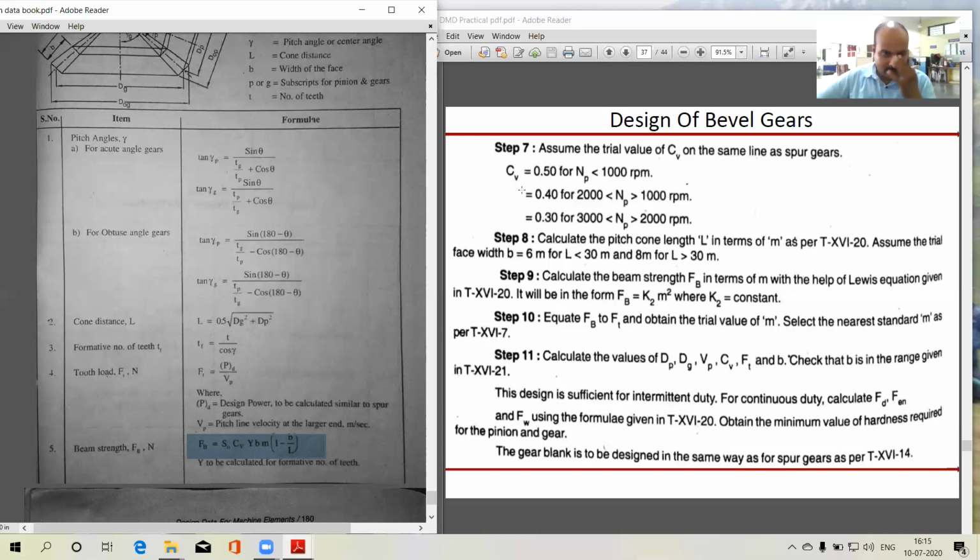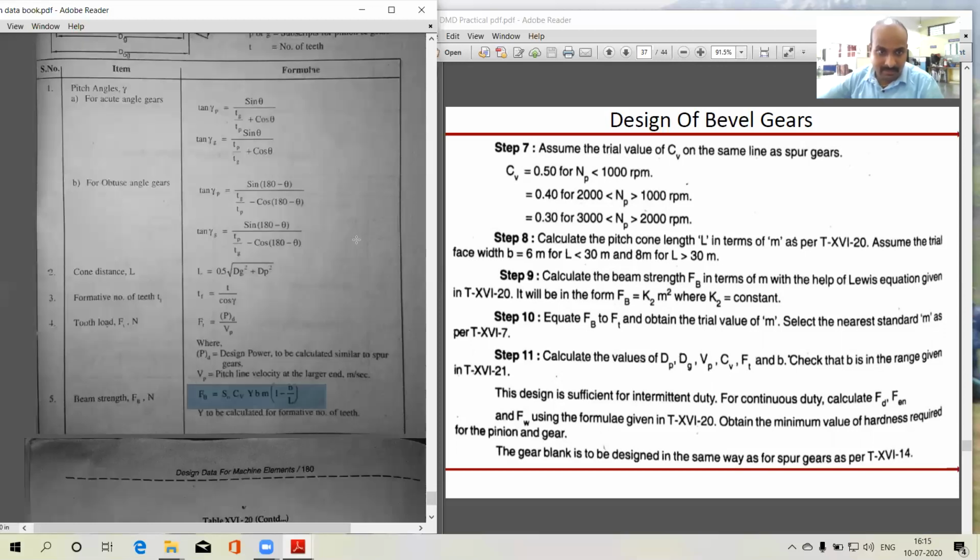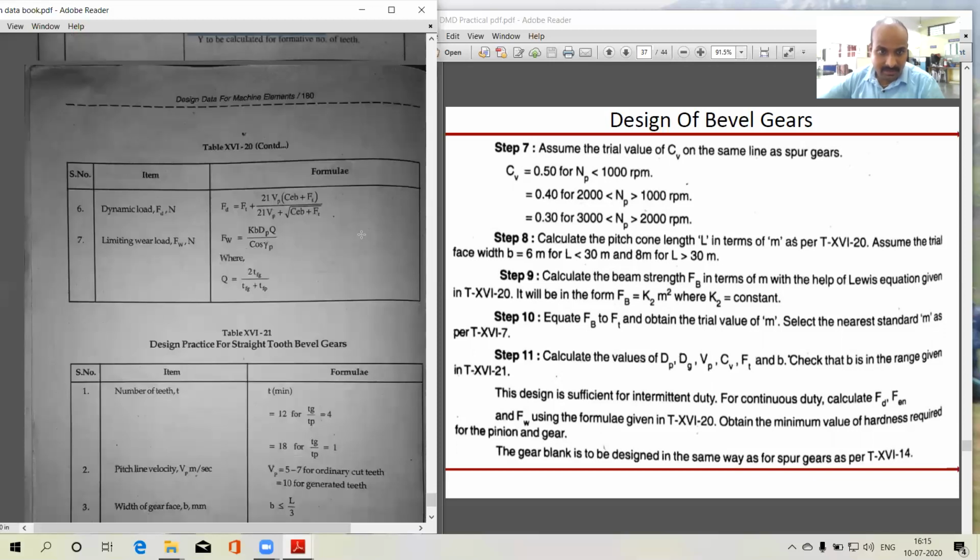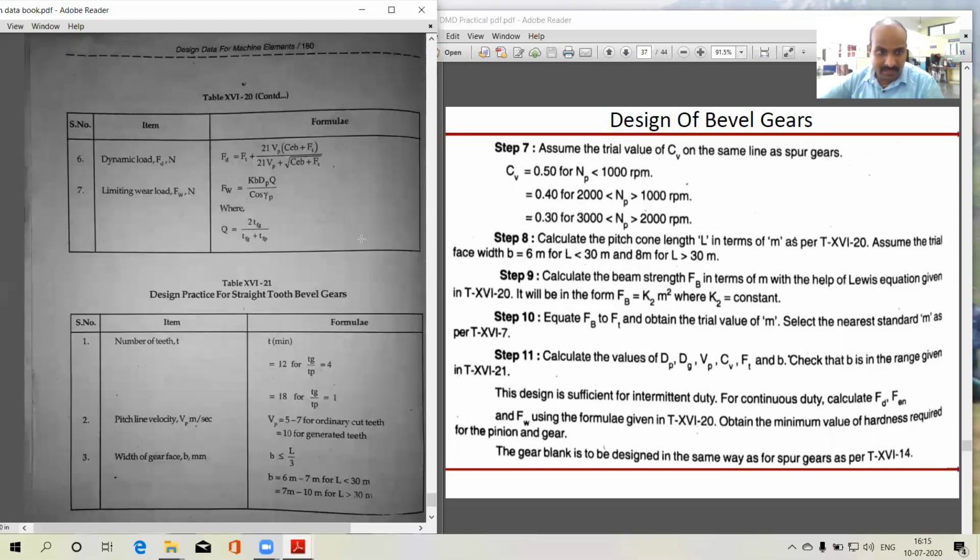Now, Y, you can calculate Y, Lewis's form factor, as discussed in earlier years. B is width. You can assume that width from the table given below. See table XVI 21, where in the last line, serial number 3, width of the gear, that is B equal to 6 module to 7 module for length 30 module. Accordingly, you have to select the width of the gear in the form of module.